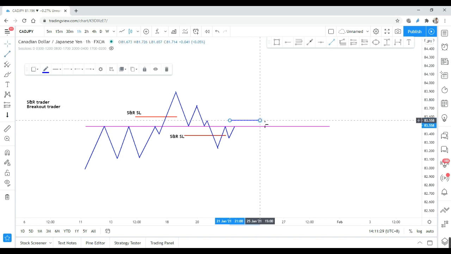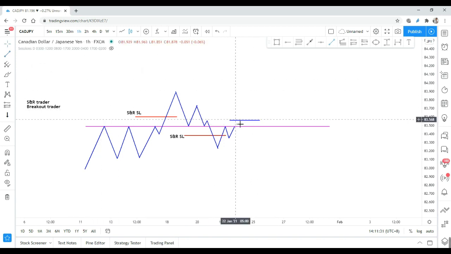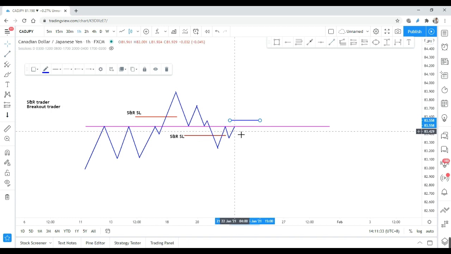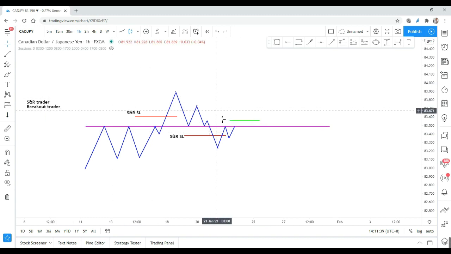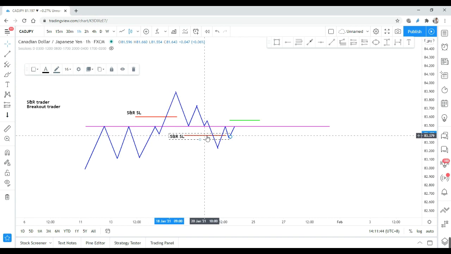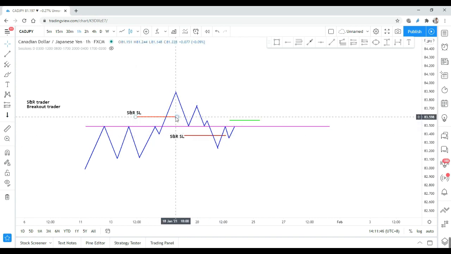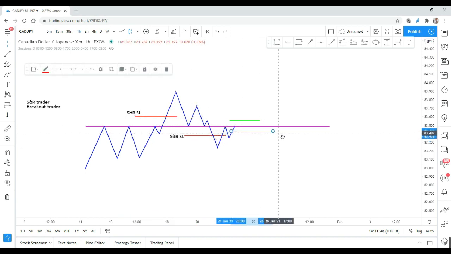If any one of you know what a buy stop is, it's an order where you want the trend to continue going up and you're having a buy order. So let's put it as green color. You have your buy stop over here, and then of course you place your stop loss. You have to place your stop loss around this area.